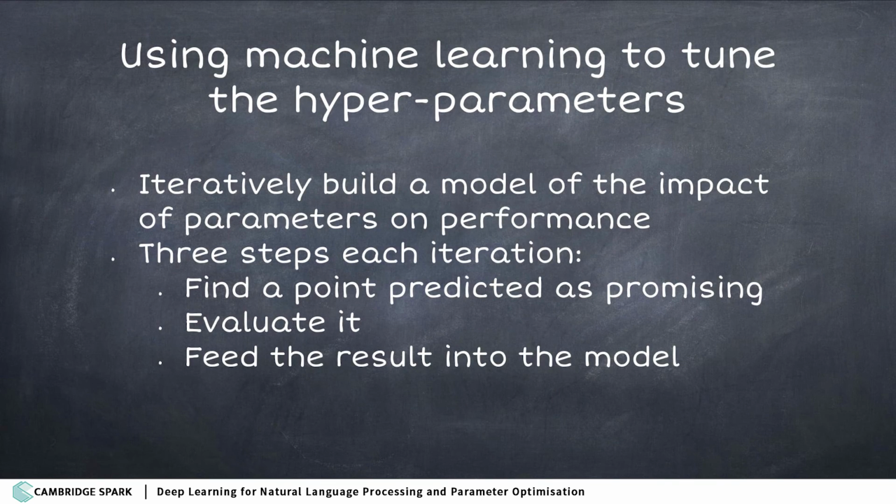So on a very high level, how does this work? We're going to use a probabilistic model, and we're going to be training the model to understand how the hyperparameters relate to performance. We're going to do 3 steps each iteration. The first step is asking the model, what do you think is going to be a good point? Then once the model has told us this, we evaluate these hyperparameters. And then finally, once we've got a result, we feed this result back into the model.